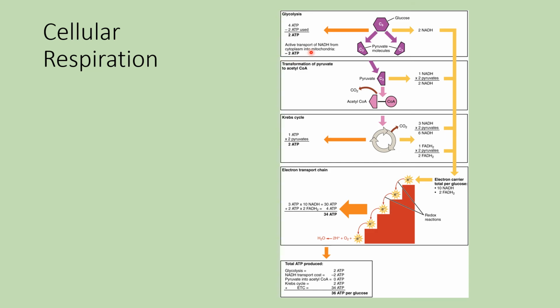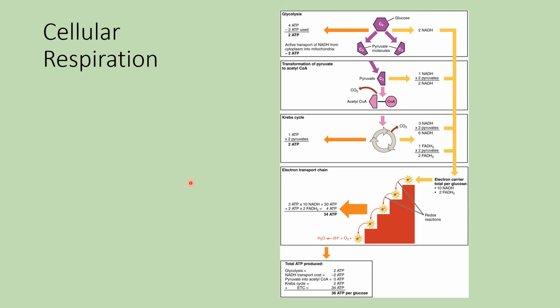But remember, I said it was going to cost you 2 ATPs to move across the mitochondrial membrane. So for a eukaryotic cell, for animal cells, such as our cells, per glucose molecule, you will get 36 ATPs per glucose.